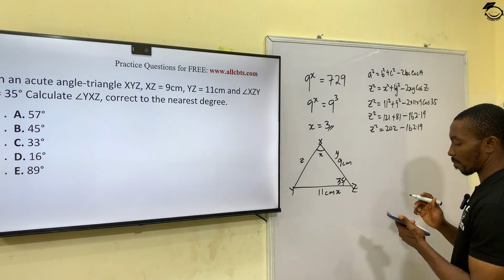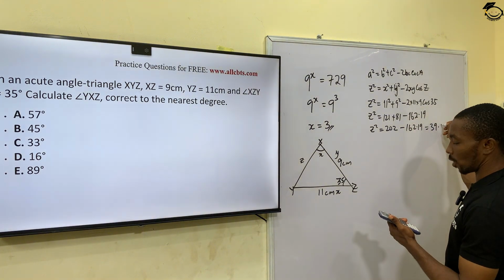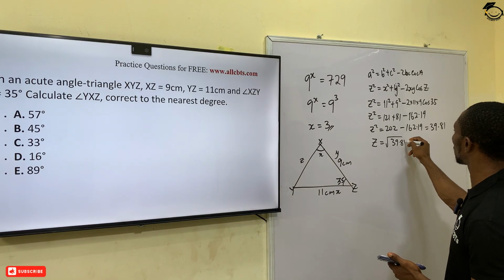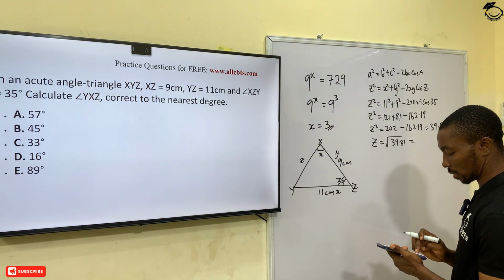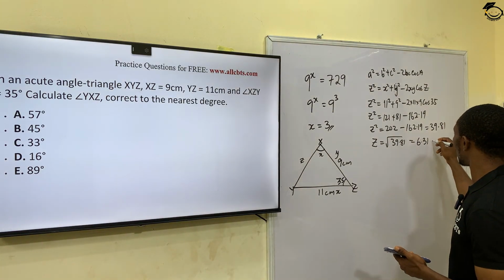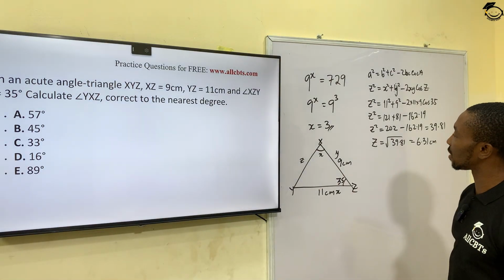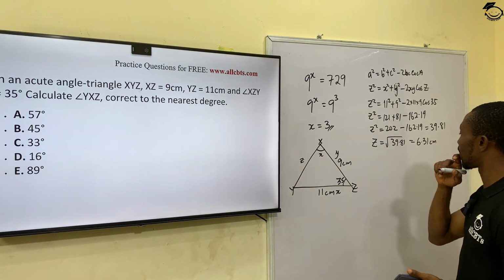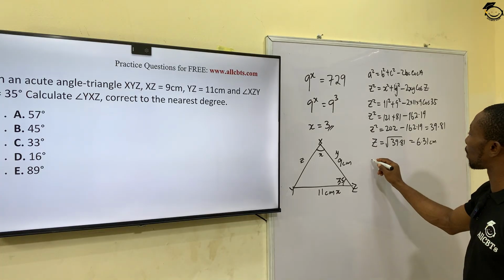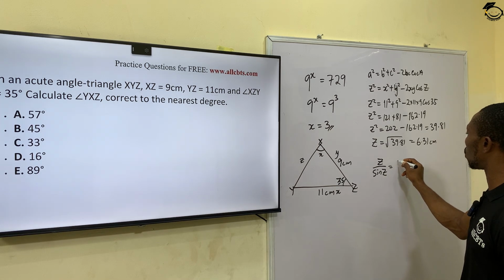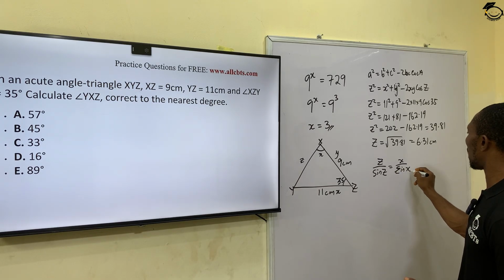So 202 minus 162.19 would give us 39.81. So the value of z will be the root of 39.81, which gives us 6.31 centimeter. So the value of z is 6.31 centimeter. Knowing that z is 6.31 centimeter, we are going to have it, applying our sine rule, as z over sine z equals x over sine x.